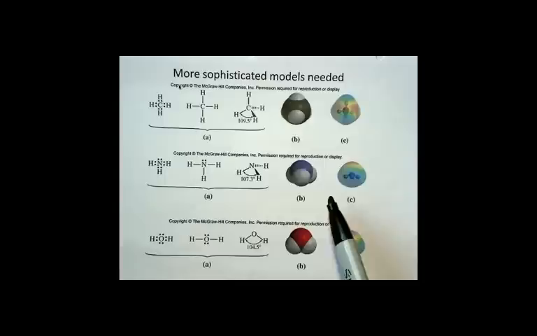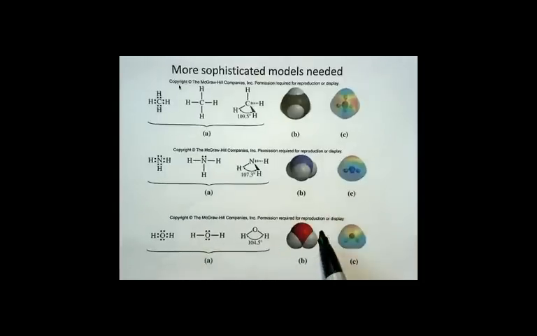Here's all the different models we use for ammonia, and here's all the different models that may be used for water. And in each case, we have a reason for describing the molecule in that way, depending on the information that we need to get. Do we need to understand the bond angles? Do we need to understand what we're going to be looking at next semester?